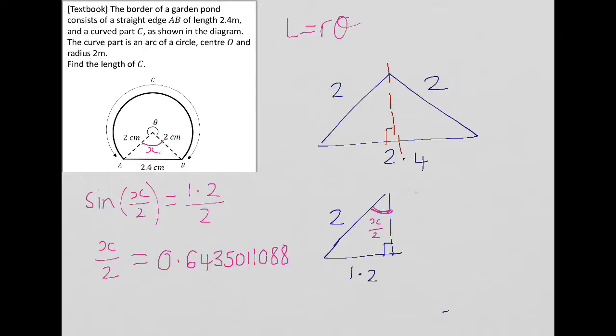So radians is important because we are going to do arc length, and we're going to do all of it in radians. So therefore, I now need to work out what x is, that angle, and I just need to multiply my answer by 2. And my answer, 1.287002218.